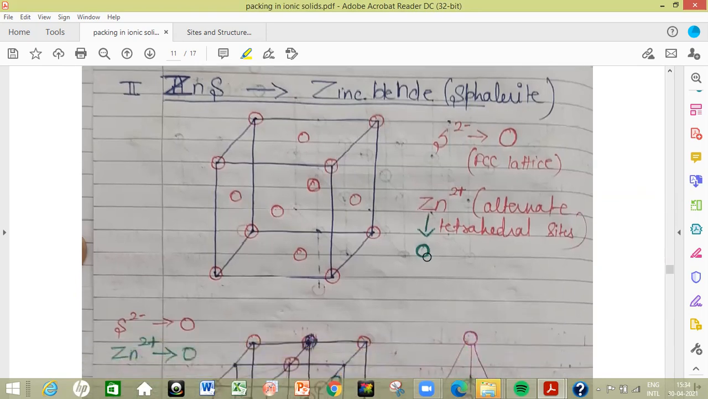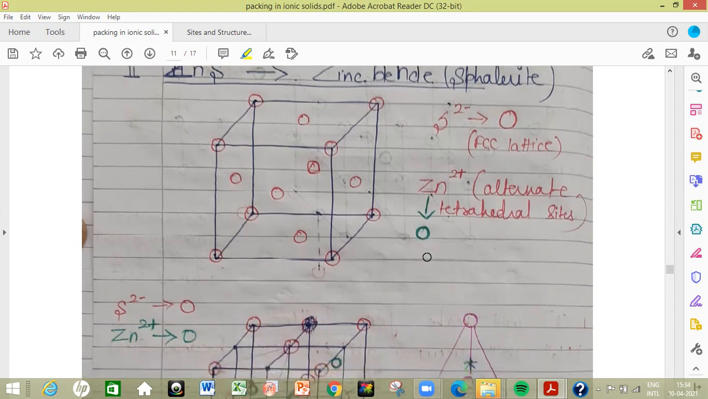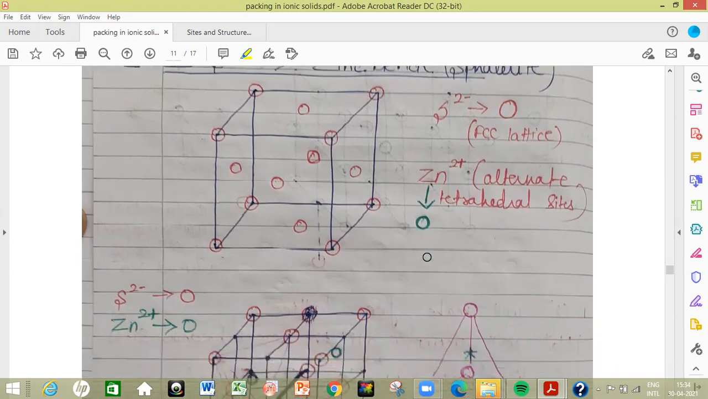So the site occupancy tendency of these ions depends upon the size of the anion and the size of the cation. All these factors decide what type of sites would be occupied. As we have discussed, in the sodium chloride structure the sodium ions were occupying the octahedral sites. Here zinc ions are occupying the tetrahedral sites. So the site occupancy by a cation depends upon the size of the cations and also the size of the sites formed by the anions.